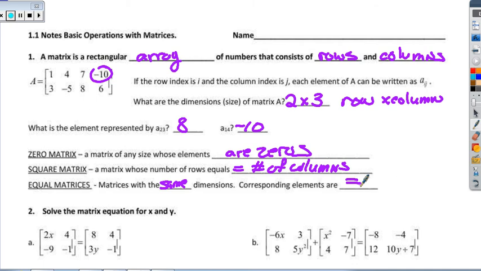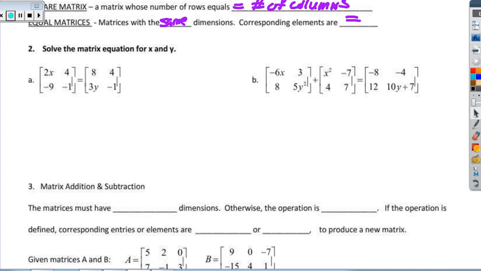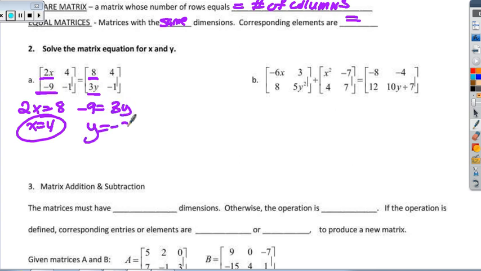So let's take a look at that concept here. It's asking me to solve for the variables x and y. So I'm looking where my x variable is. I'm in row 1, column 1, so I'm going to put that equal to the element in the same position, row 1, column 1. So 2x is equal to 8, divide everything through by 2, we get x is equal to 4. To solve for y, I see I'm in row 2, column 1, so I'm going to look at row 2, column 1. So negative 9 is equal to 3y, and therefore y would be equal to negative 3.